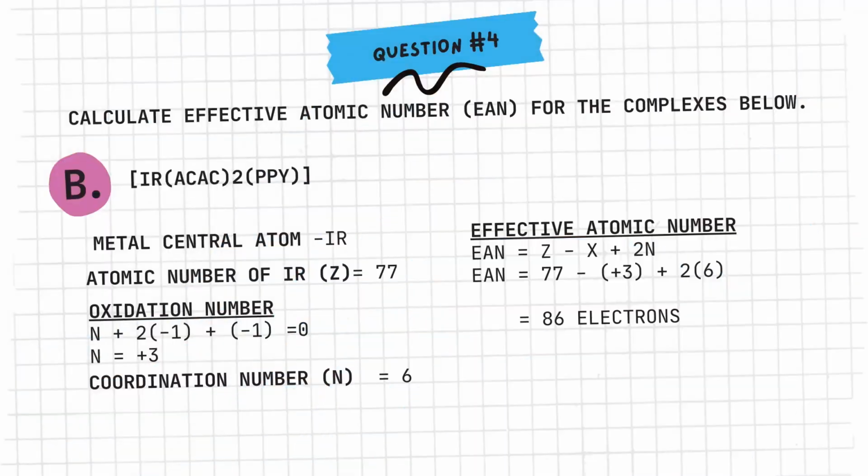For question B, the central metal atom for the complex is Ir. The atomic number of Ir is 77. The oxidation number is n plus 2 times -1 plus -1 equals 0, so we get n equals +3. The coordination number is 6. By using the formula, we substitute the values: 77 minus 3 plus 2 times 6 equals 86 electrons.